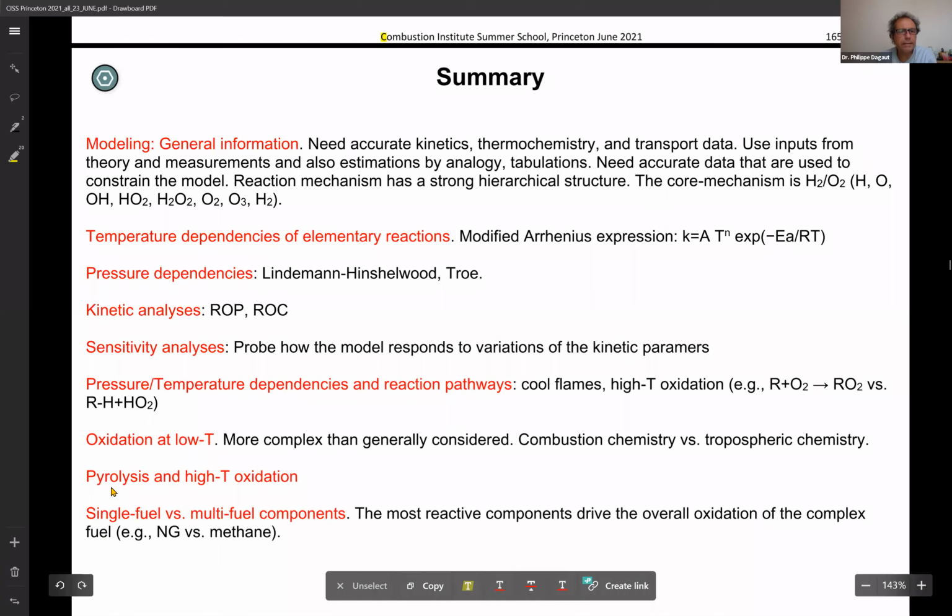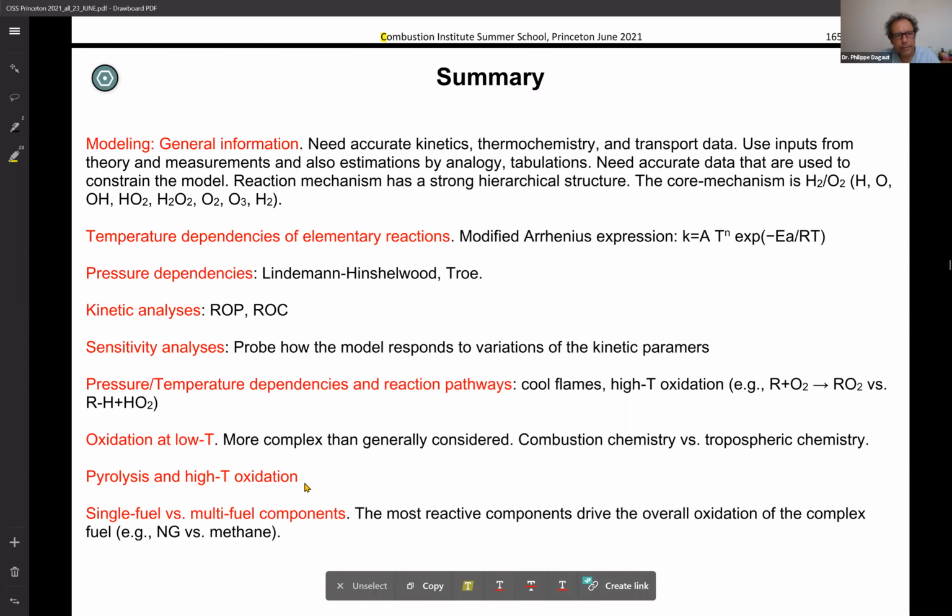Regarding pyrolysis and high temperature oxidation, these processes are clearly less complicated or better known, although we've seen an example with methane, where the recombination of the methyl radical is responsible for the formation of C2 species, which in turn can react further by addition on a stable radical and produce some heavier compounds, such as aromatics, polyaromatics, and ultimately we can get soot.